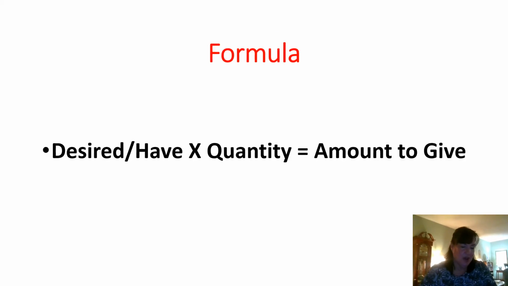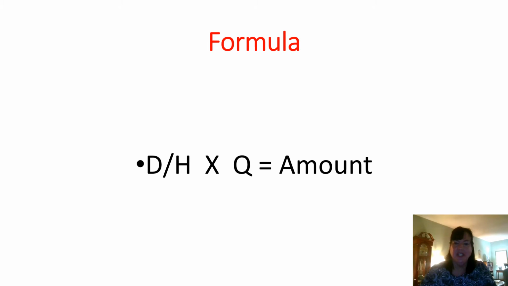To solve this problem, you will use the formula desired over have times quantity equals the amount to give. We also can say desired over have times quantity equals the amount to give, but instead of saying the entire word, we often will say D over H times Q equals the amount.